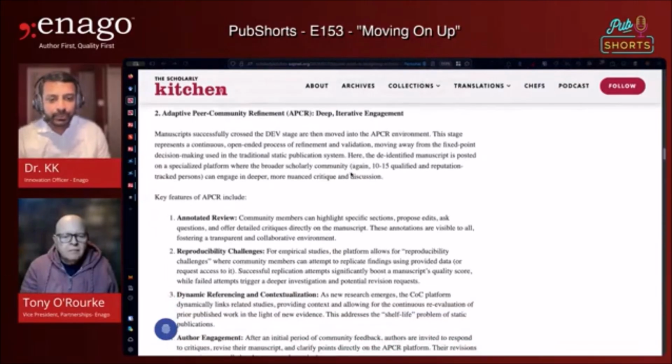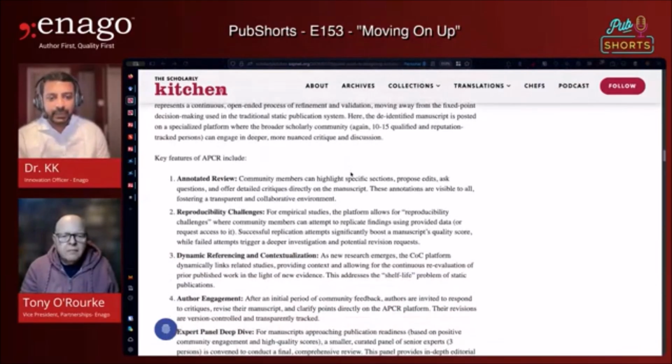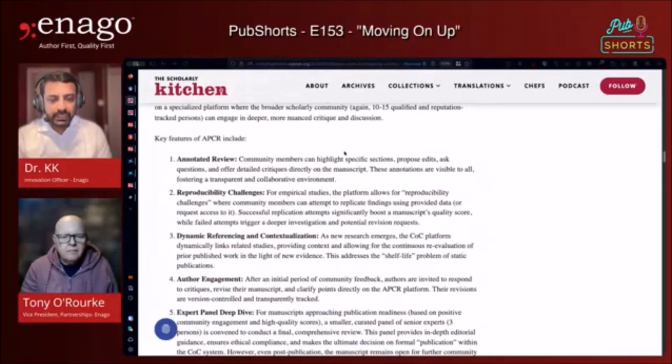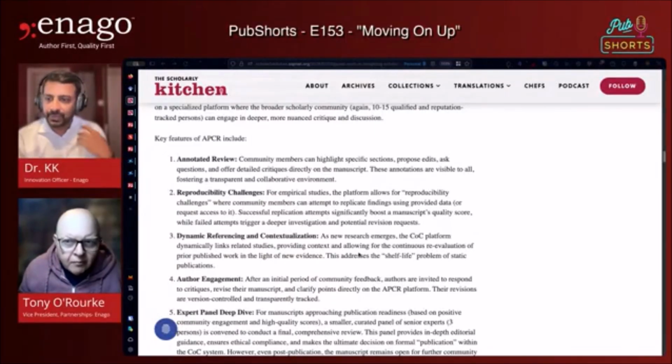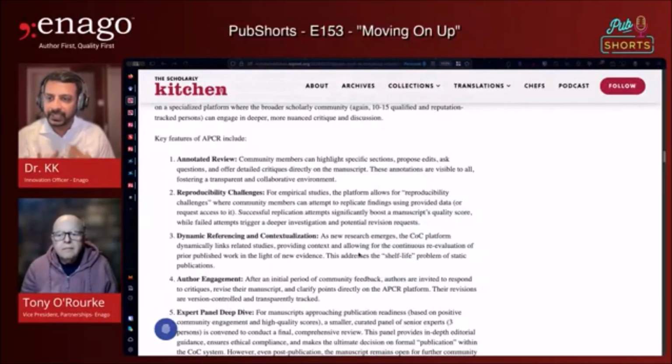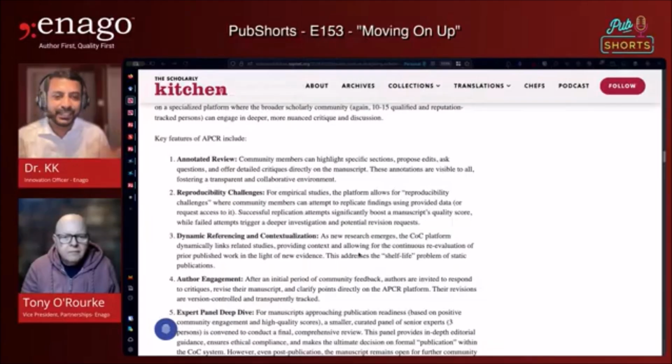is an ongoing process where the community engages with the manuscript, offers critiques, and can even attempt to reproduce the research. Authors can respond and revise, making the publication a living document, which again refers to about a couple dozen conversations that we have had about the industry needing to move from the static PDF to something more.